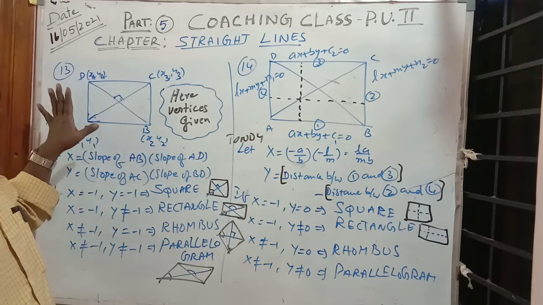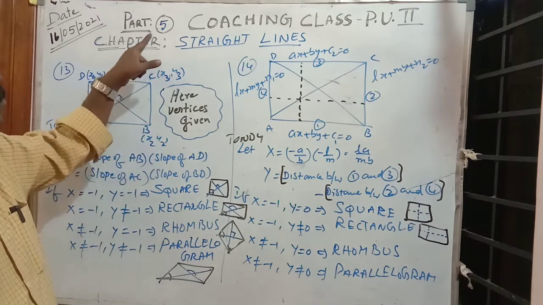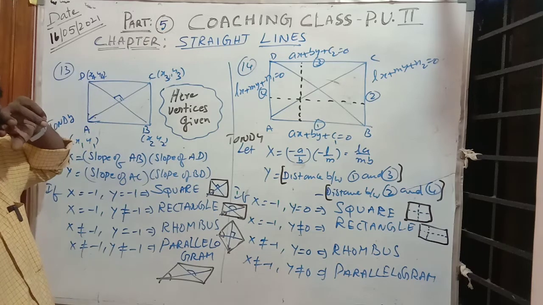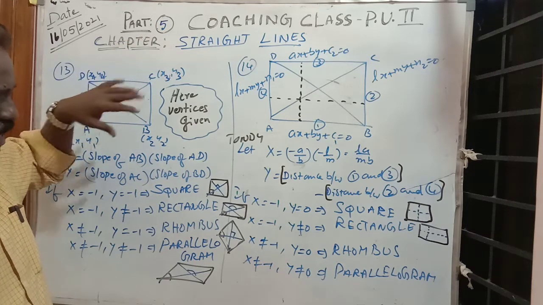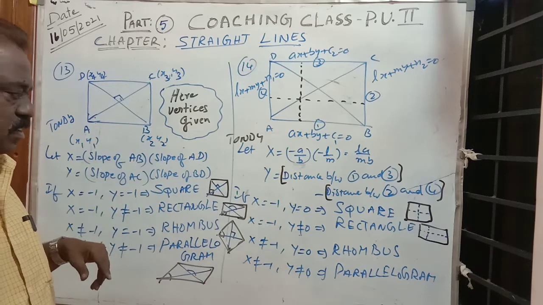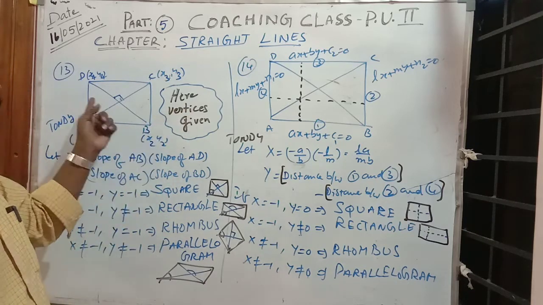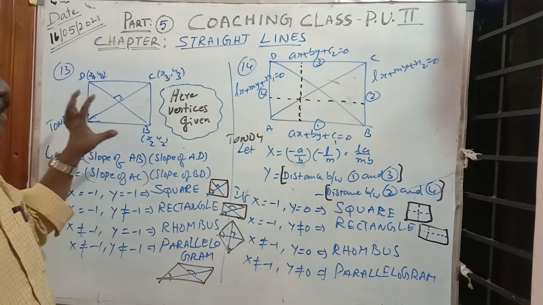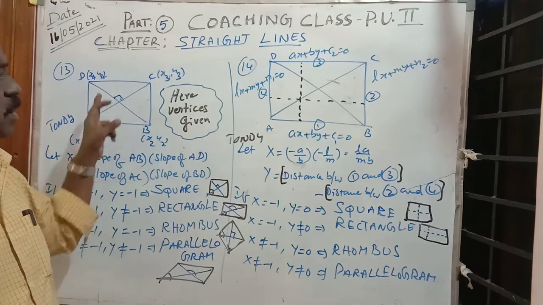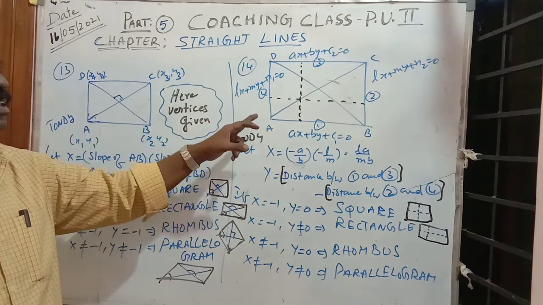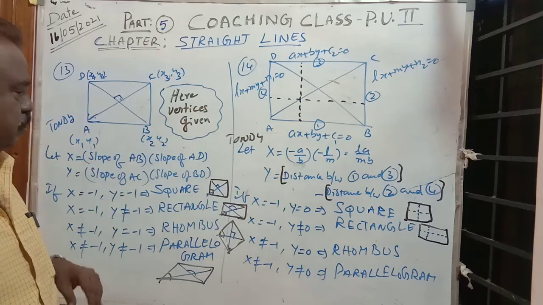Okay. Synopsis 13 and 14 were already given in part 4. Now it is part 5. I think it was not clear, the voice was cut somewhere, so I am taking this again. Synopsis 13 and 14: in these two concepts, here the vertices of a quadrilateral are given, and here the equations of the sides of a quadrilateral are given.